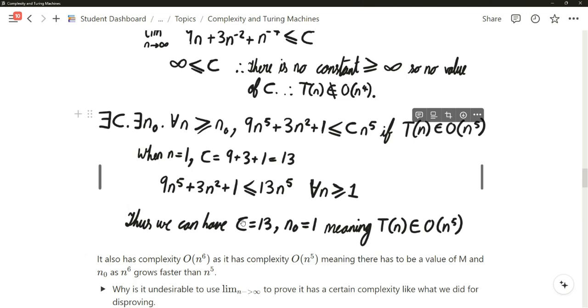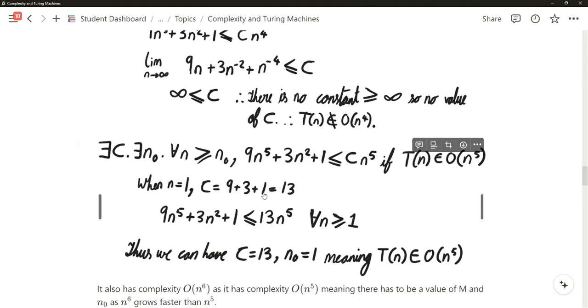Anyways, we have 9n to the 5 plus 3n squared plus 1 is less than or equal to 13n to the 5. And you'll notice that this holds for every single value of n that's greater than 1. Therefore, you have now satisfied this: you have found a value of c and a value of n0, or m if you want to call it m. You found a value for these two. So you can say thus we have c is equal to 13 and n0 is equal to 1, meaning that the Turing machine or algorithm is in O of n to the 5 complexity.